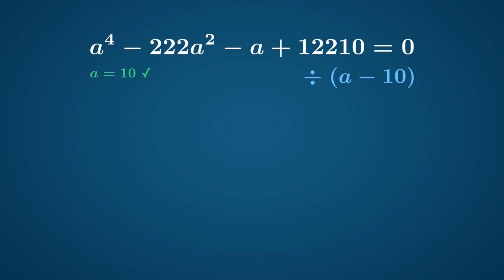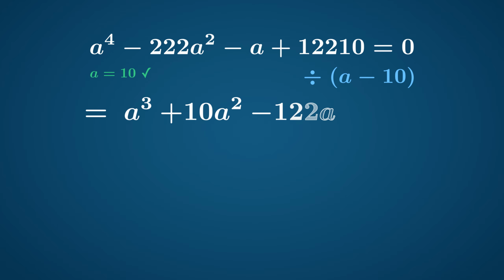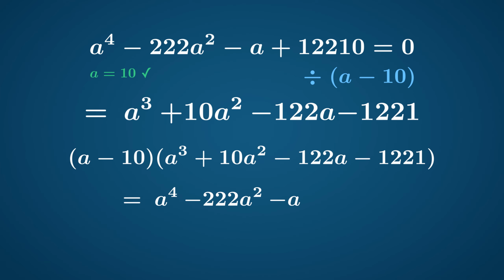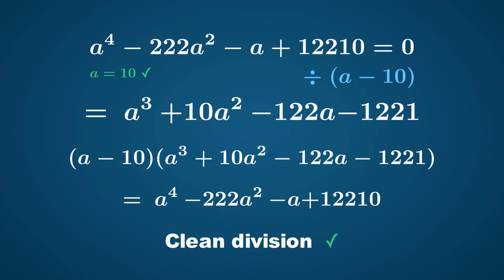We divide it out. The quartic divided by a minus 10 leaves a cubed plus 10a squared minus 122a minus 1,221. If we multiply a minus 10 back through that cubic, the a cubed terms cancel against each other, and the product returns a to the fourth minus 222a squared minus a plus 12,210, exactly the quartic we had. So the division is clean.